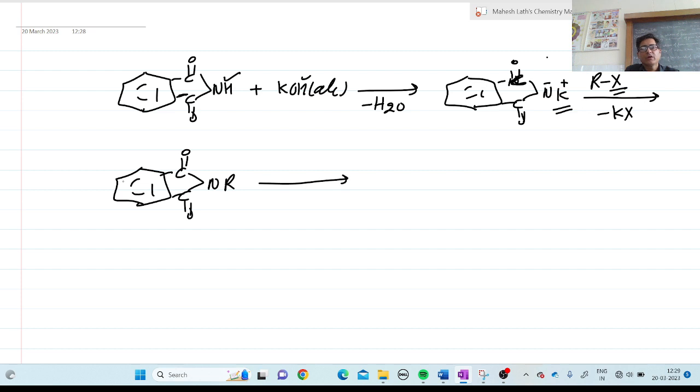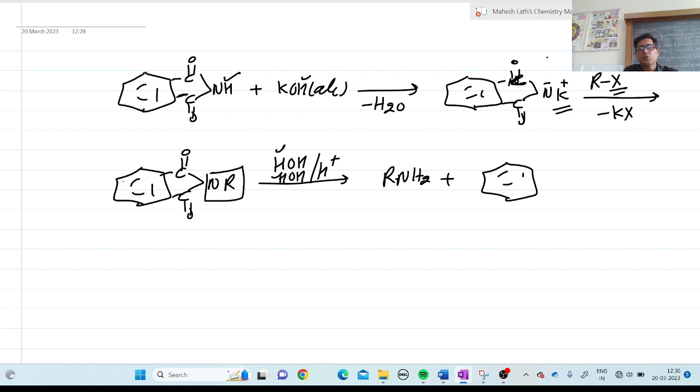The product is CONR. Now hydrolyze it with HOH in acidic medium. Combine 2 hydrogen atoms with NR to form RNH2, and OH with CO. It forms phthalic acid. What we are left with is primary amine.